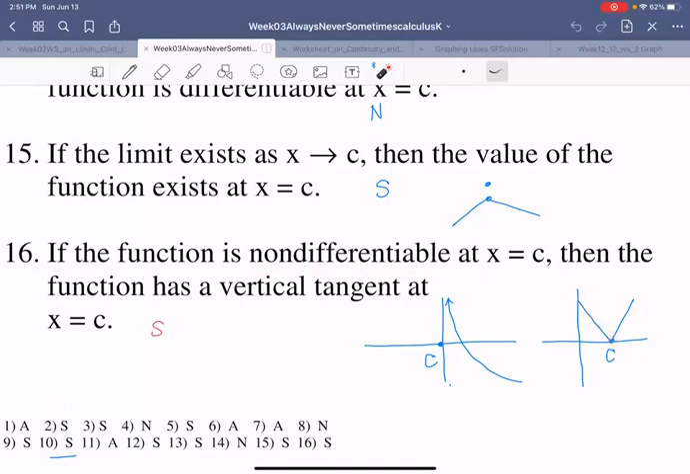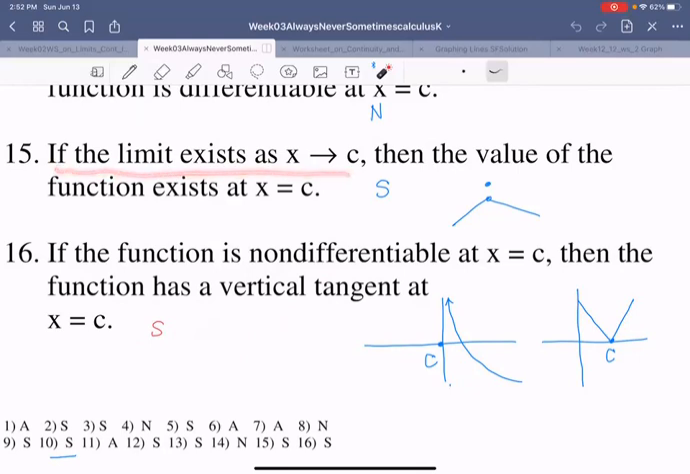And then they say the function has a vertical tangent. For this scenario, if you have a vertical asymptote at that point, yes, you have a vertical tangent here. But here, this guy does not have a vertical tangent. So the answer for this one is sometimes. Not always, not never, but sometimes, because you can find counterexamples and you can find the true examples.